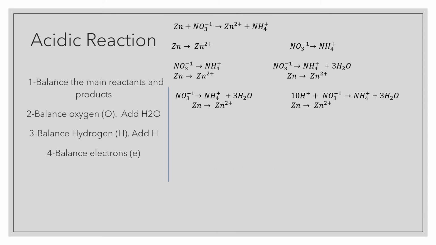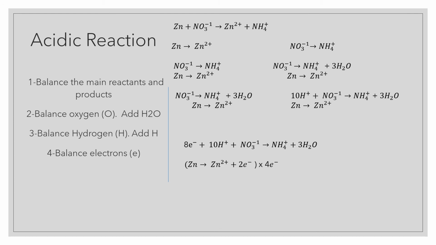And the last part is balancing the electrons. So we have a plus charge and a minus charge on the product side, and then plus 10 charge on the reactant side. So we're just going to add 8 electrons to the reactant side to balance the charge on both sides.